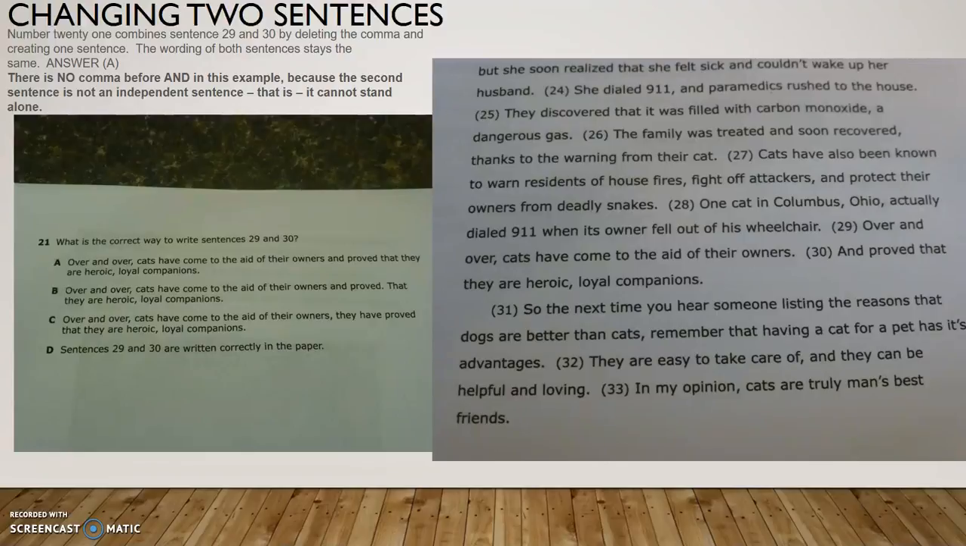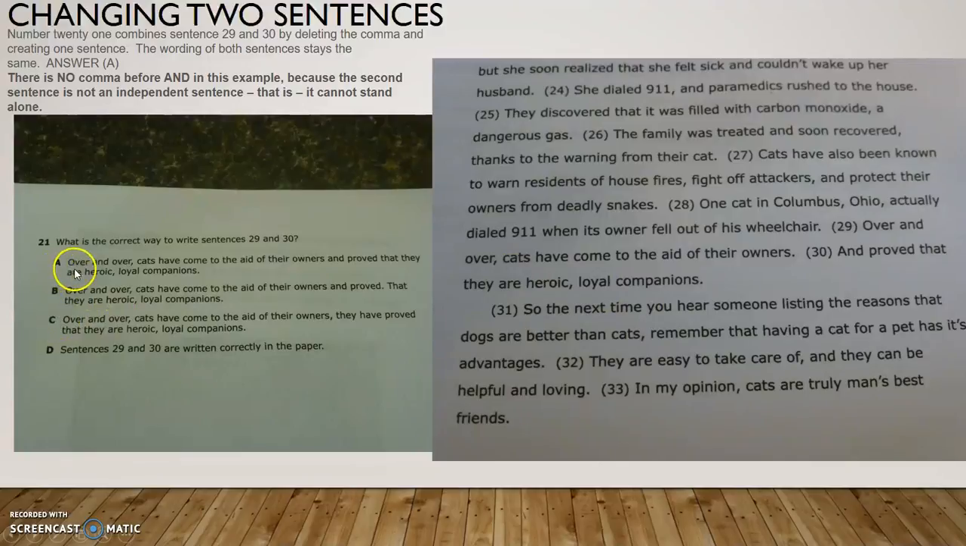It would be better if 29 and 30 were combined together. So now I'm going to look at my answer choices. Because I thought about it, I'm going to get rid of D. Are sentences 29 and 30 written correctly? No, they are not, because I'm saying 30 does not sound right.